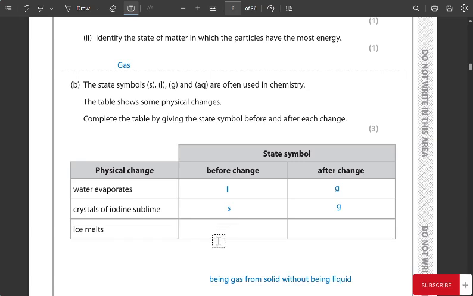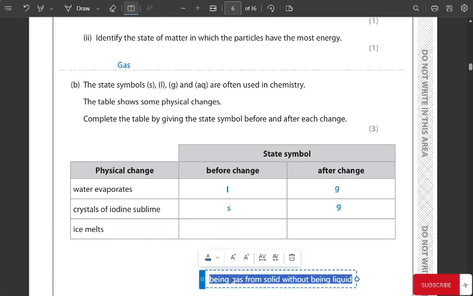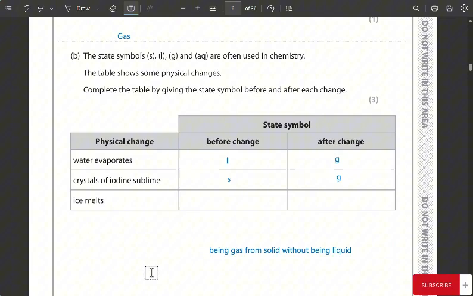Ice melts. We know that ice is solid. That's why we will put S, and after melting it will be liquid. Melting means being liquid from solid. Turning of solid into liquid is melting. Boiling means turning gas from liquid.